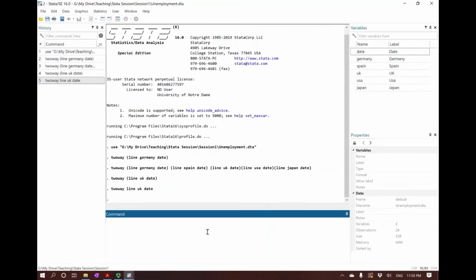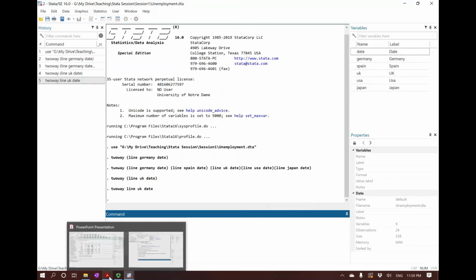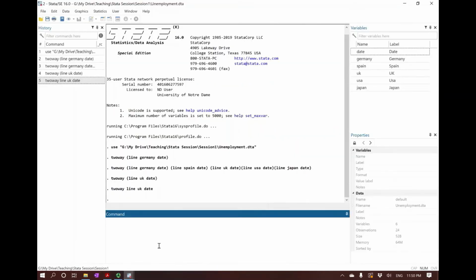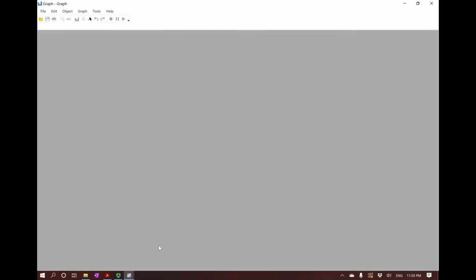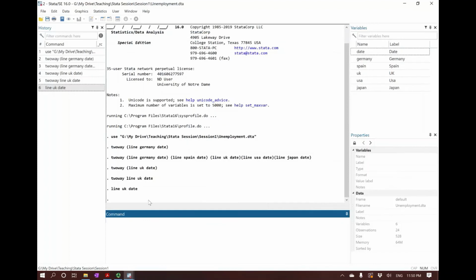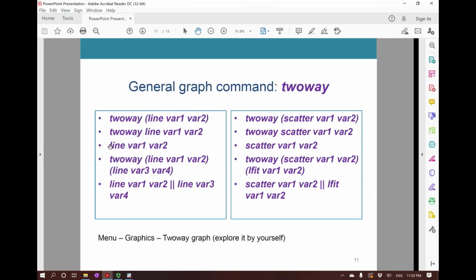Actually, you can even skip this twoway command and directly say I'm going to create a line, twoway line plot. So if you do line UK date, again, you're going to have the exact same graph. So in some Stata manuals and in some textbooks, actually a line command and a scatter command were introduced. But the most general command is actually called twoway line and twoway scatter. But if you see that, they're actually identical commands.